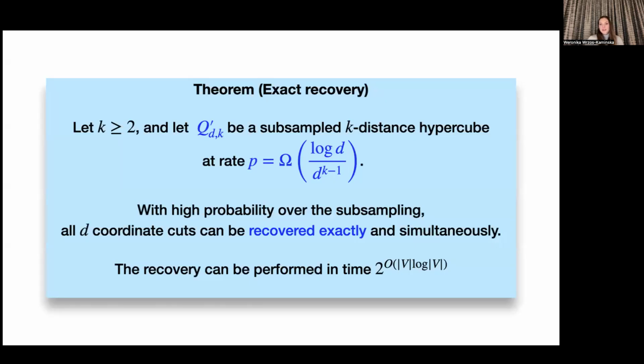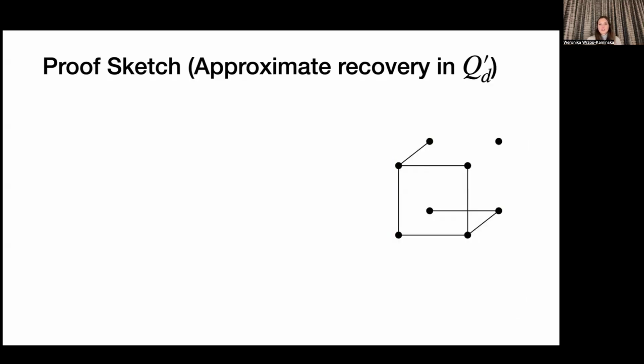And we show that if we subsample the d-dimensional k-distance hypercube at a rate log d over d to the k minus 1, then with high probability over the subsampling, we can recover all of the coordinate cuts exactly. And again, our result is algorithmic. So we give a deterministic algorithm that achieves exact recovery. But again, the algorithm will run in exponential time. So for the rest of the talk, I will sketch the proof of our main result, which is the approximate recovery in the subsampled hypercube.